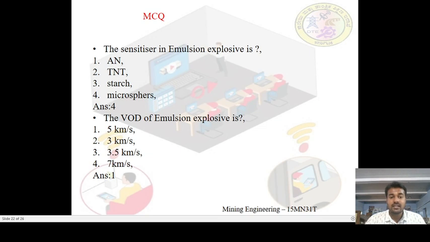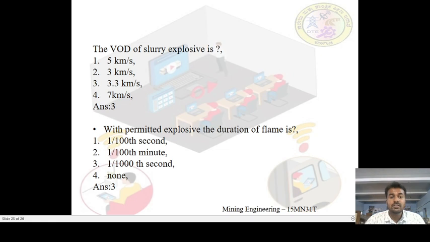The sensitizer in emulsion explosives is microspheres. What are microspheres? Microspheres are the micro air bubbles present in emulsion explosives that become a sensitizer in an emulsion explosive. The velocity of detonation of emulsion explosives is 5 kilometers per second. Velocity of detonation of slurry explosives is 3.3 kilometers per second.